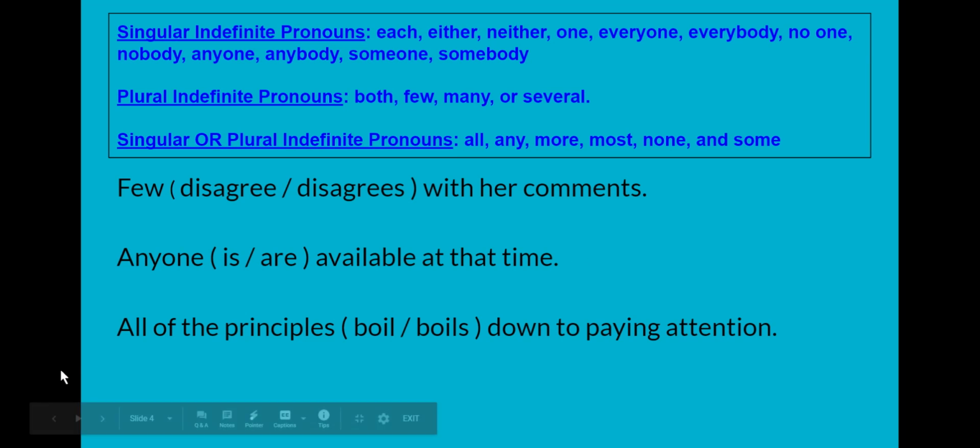My next example, all of the principals boil or boils down to paying attention. So the word I'm looking at here is all. If I look on my list in blue at the top, all can be either singular or plural. So now I use the part of the subject that comes after all, right? Principles, that's closest to the verb. So principles is plural. So here, all would be considered plural. All of the principles, plural. So I would need boil as my plural verb. All of the principles boil down to paying attention.